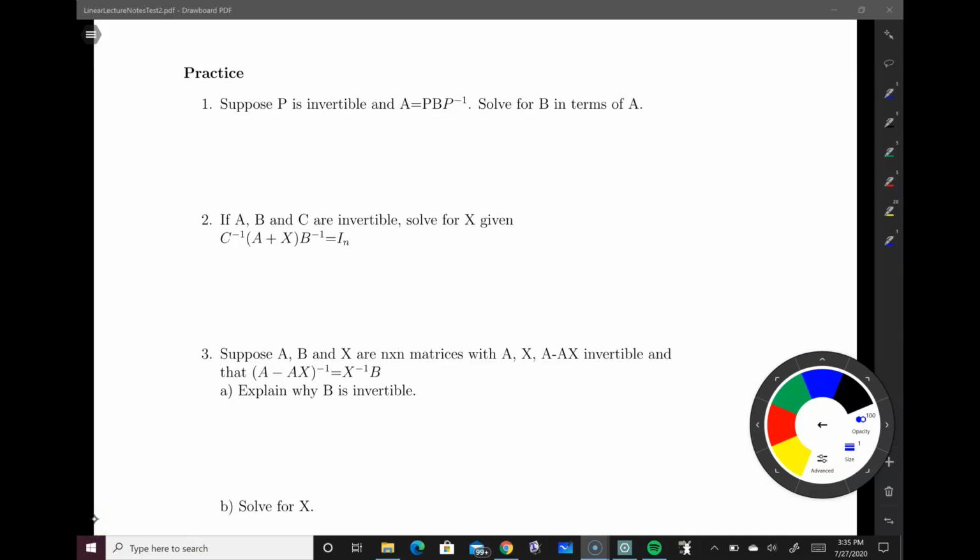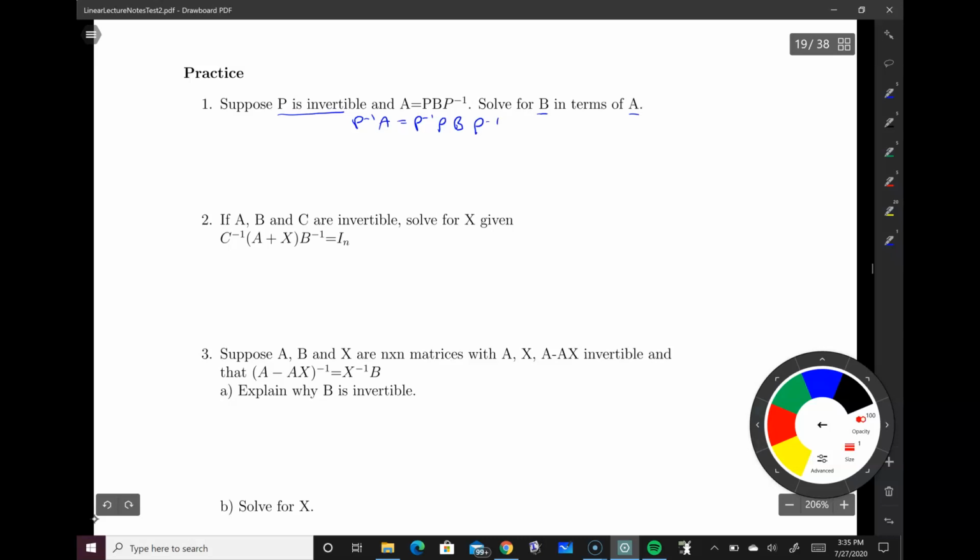All right, let's play with some invertible facts. So I know that P is invertible, and I want to solve for B in terms of A. So let's do this. First off, I'm going to multiply both sides by P inverse on the left. So P inverse A, P inverse P, B, P inverse.